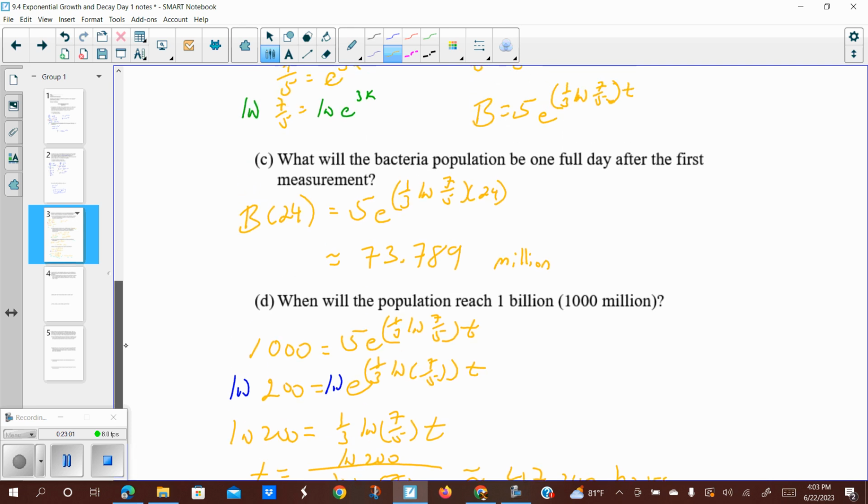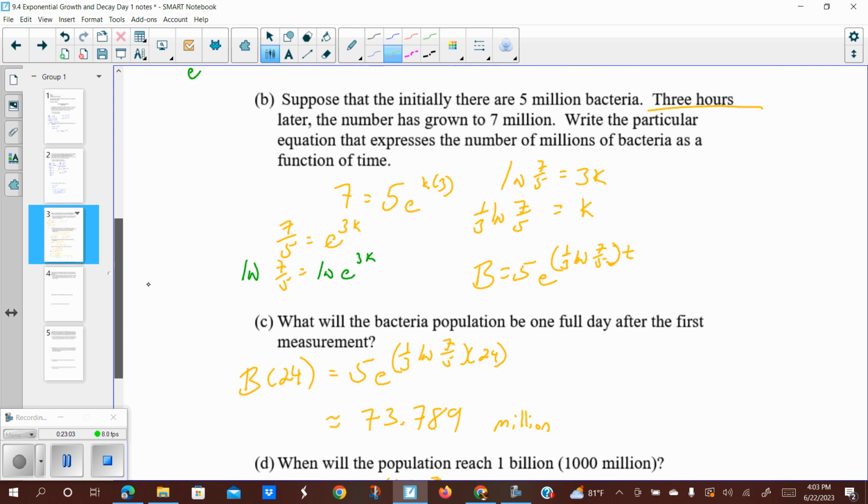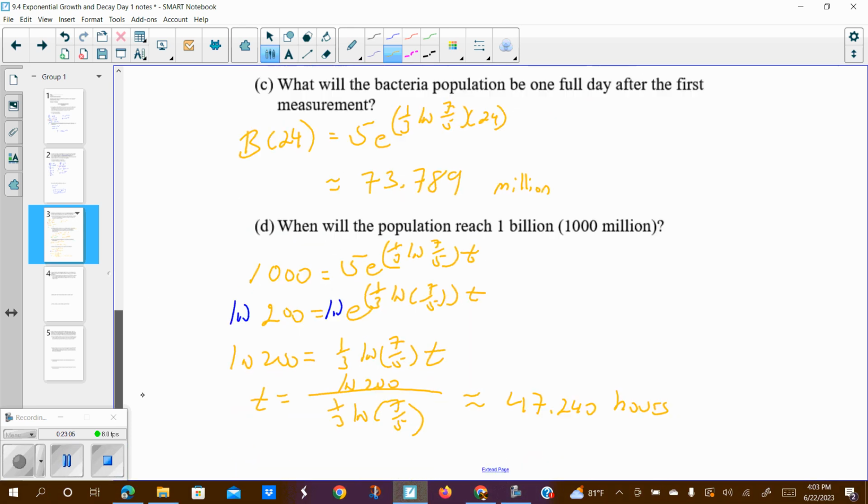Bacteria grows and it spreads very, very fast. So if you ever wonder why people get sick and things happen so quickly as far as how things pass on with bacteria, that's why. It grows very, very fast.